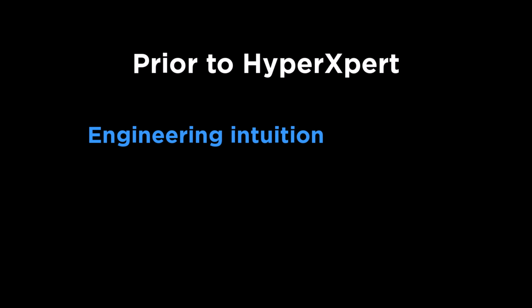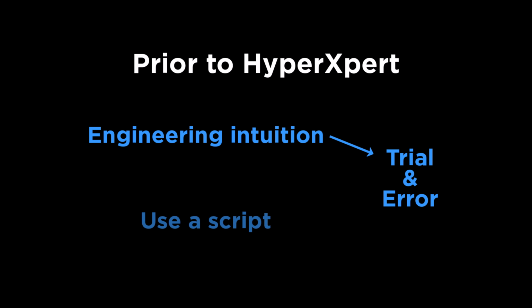Prior to HyperXpert, this is something you would attempt to fix manually by using engineering intuition to manually select variables to link at particular values and size each individual combination, thereby running a trial and error process. Or, use a script to vary each unlinked variable at particular values, run a sizing, and then pull out the lightest weight, essentially an automated but still a trial and error process.